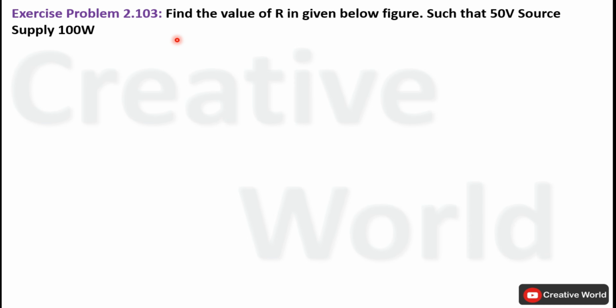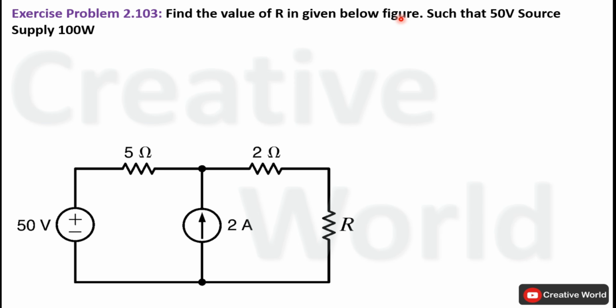Exercise problem number 2.103. Find the value of resistance R in given below figure such that 50 volt source supply 100 watt of power. This is the circuit diagram of given problem. Inside this network we have to find the value of this resistance R while one information is given: power supplied through this 50 volt source is 100 watt. So without wasting time, let's proceed towards the solution.